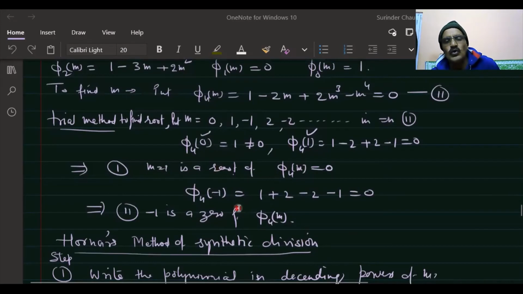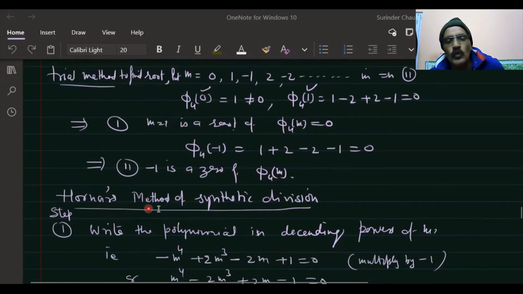Now we got two roots. If we apply Horner's method two times, the quotient will come down to a quadratic equation, which we can solve. Now we are factorizing the fourth degree polynomial into two factors. Since m equal to 1 is a root of phi 4 of m, m minus 1 is a factor of phi 4 of m. Since m equal to minus 1 is a root of phi 4 of m equal to 0, m plus 1 is a factor of phi 4 of m. So now the procedure to apply Horner's method.